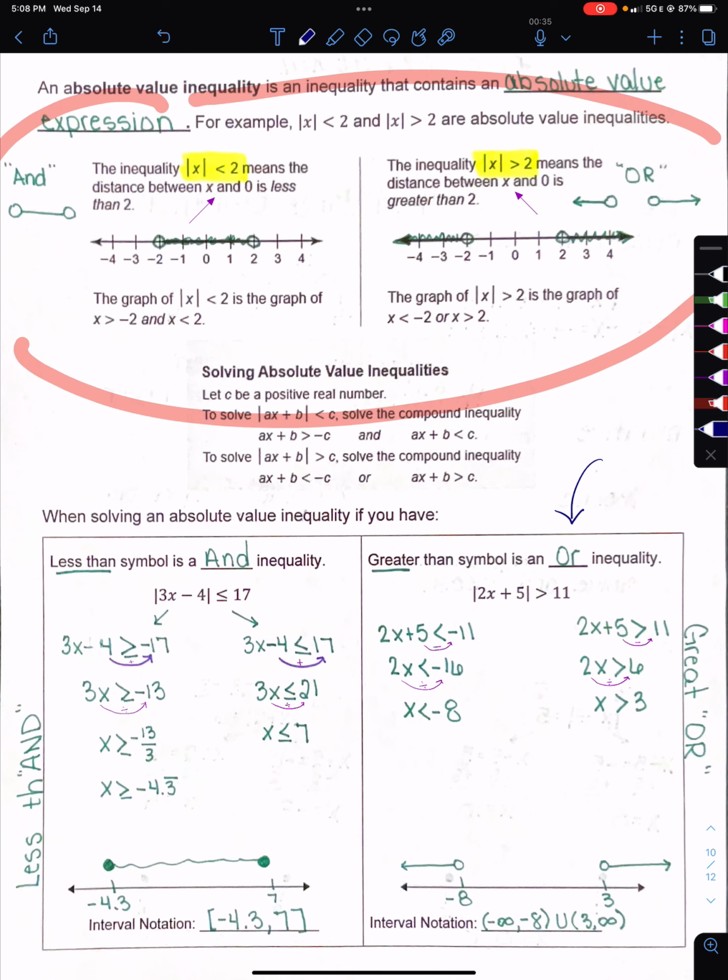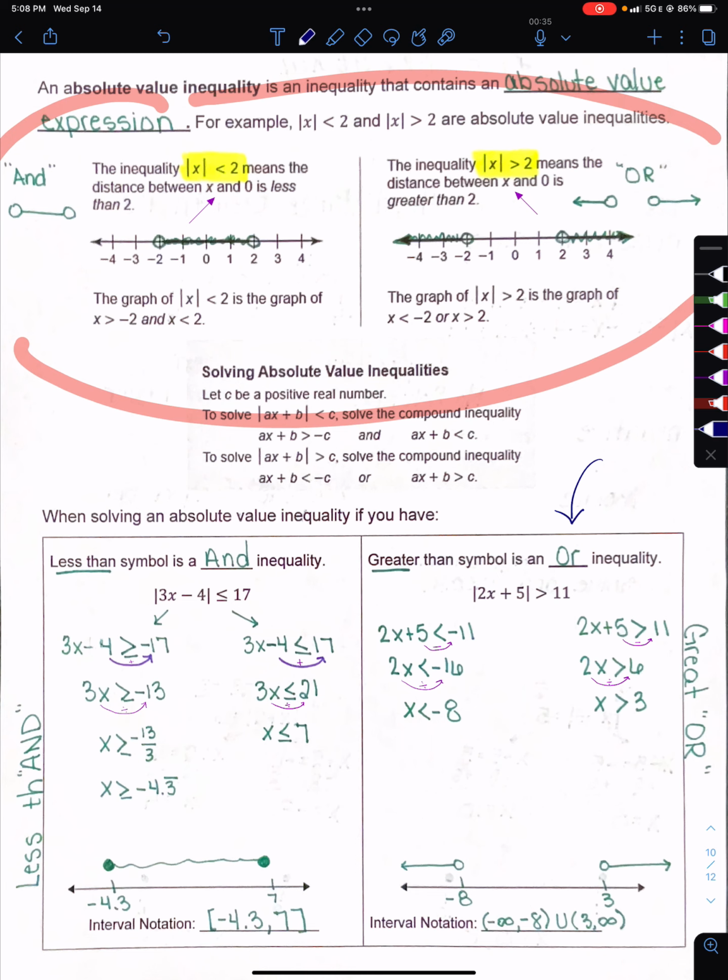What I'm going to be focusing on as I work on these 3 examples for today is what I have highlighted here in red. I'm going to be looking at whether the absolute value is less than some number or if the absolute value is greater than some number. If it is less than some number, then we are going to be using our AND rule. If it is greater than some number, we are going to be using our OR rule.